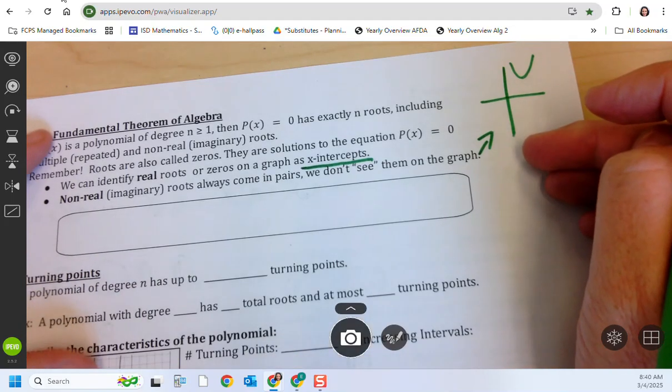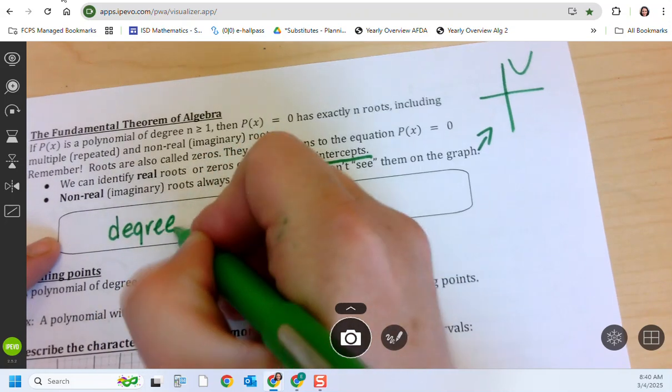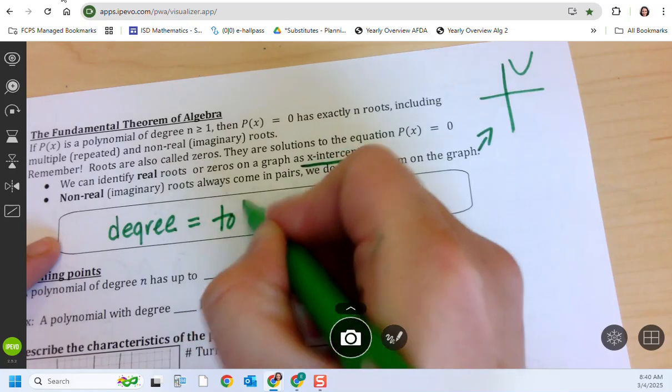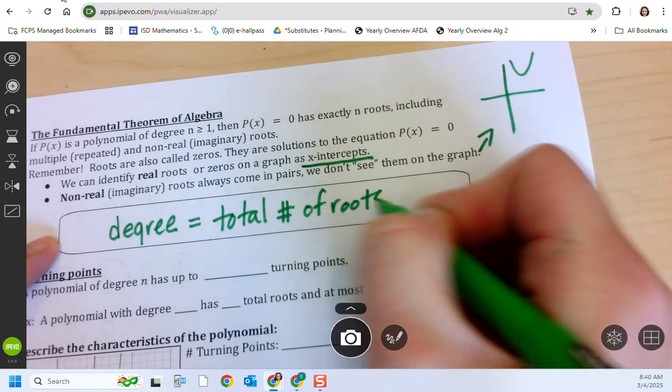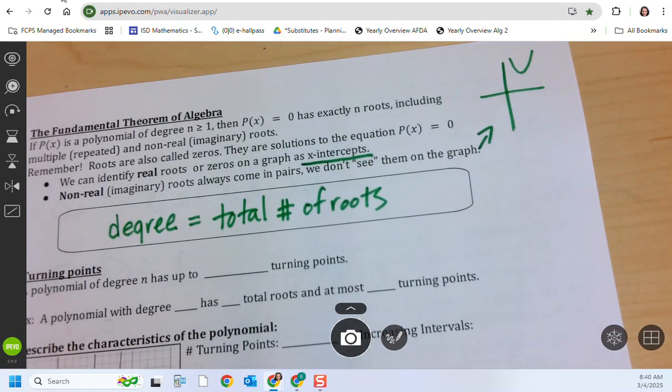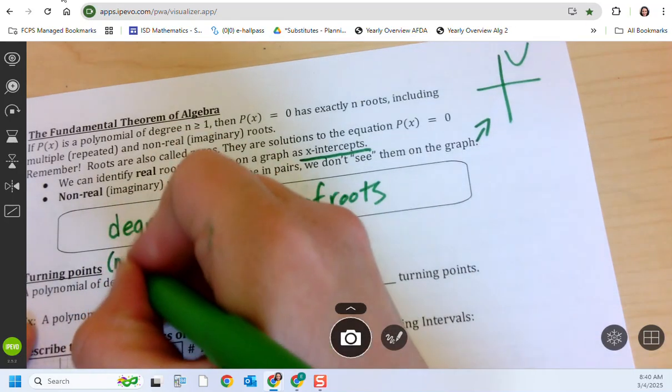The fundamental theorem of algebra can be boiled down to this simple statement. The degree of the function is equal to the total number of roots. Okay, the turning points are whenever you have a minimum or a maximum on your function. So the turning points can be the max or the min.